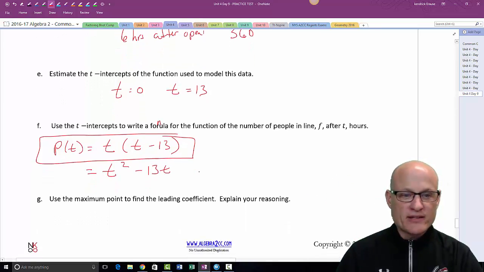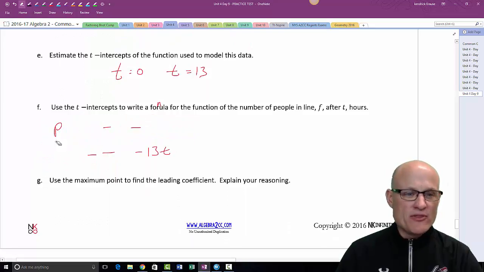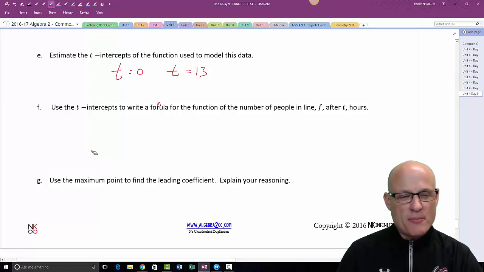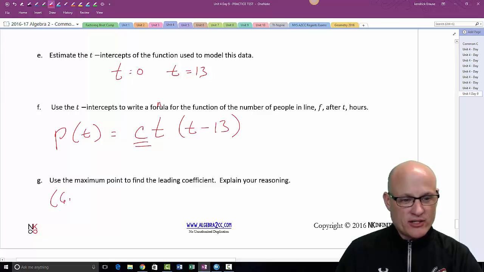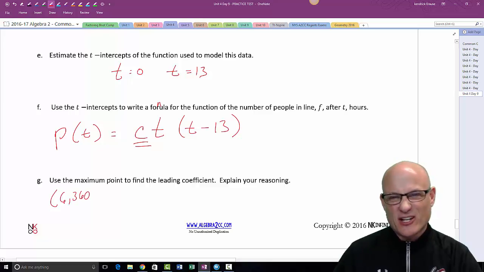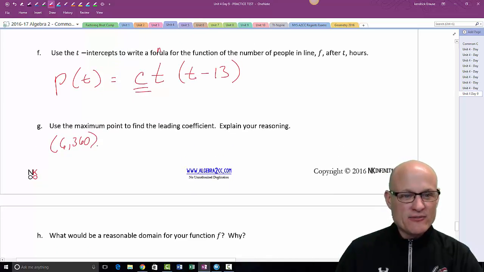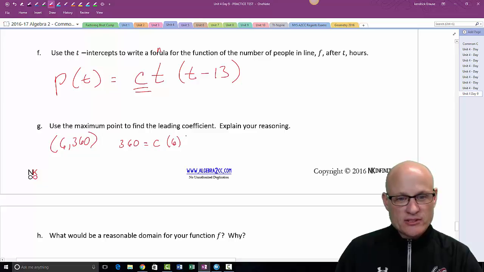Use the maximum point to find the leading coefficient. So the problem with this, and you need a better model, is you should have P of t equal to some constant times t times (t minus 13). I just don't know what this constant is, but I'm going to use that point (6, 360) to see if I can figure out what that constant is. So in for P of t, I'm going to put 360 is equal to c times 6 times (6 minus 13).